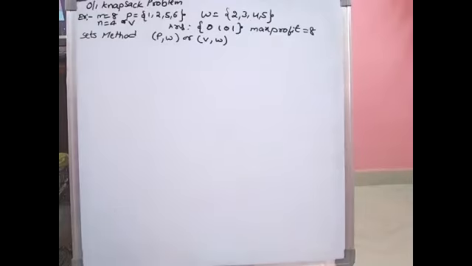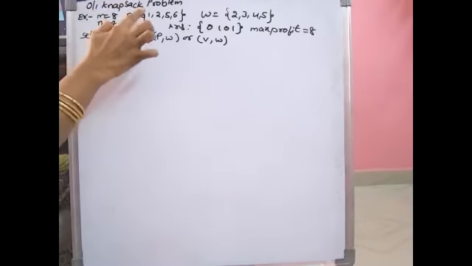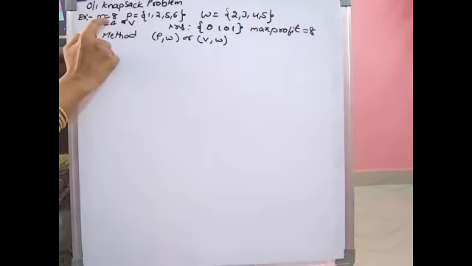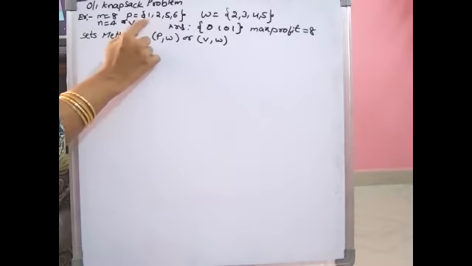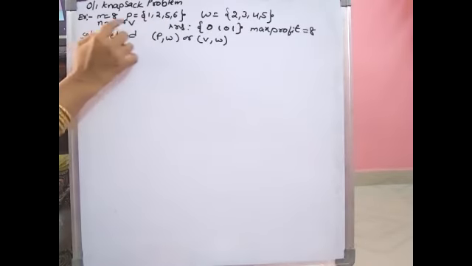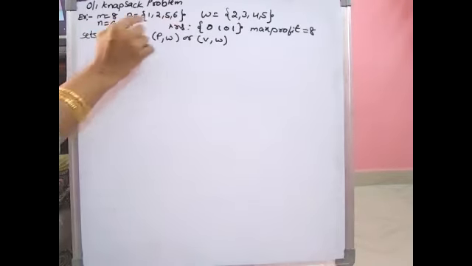Now we are starting. This is the 0 1 knapsack problem. Maximum knapsack weight: my knapsack can accept up to a weight of 8 units. And the profit of objects, there are 4 types of objects. The profit of the 4 types of objects is this one.